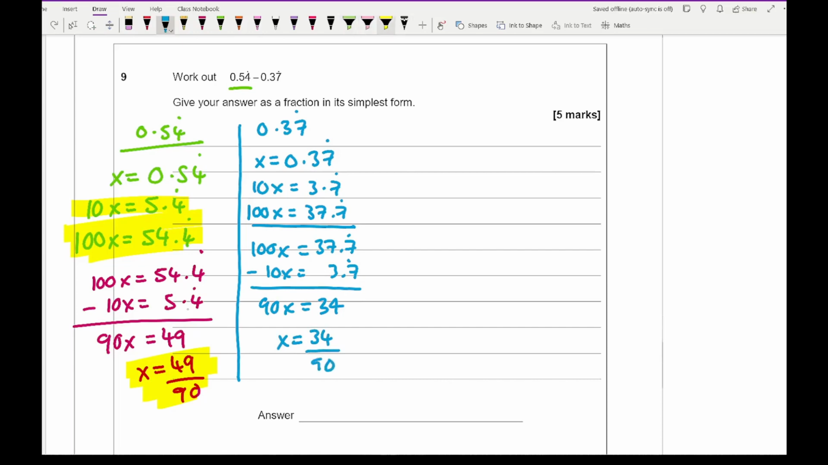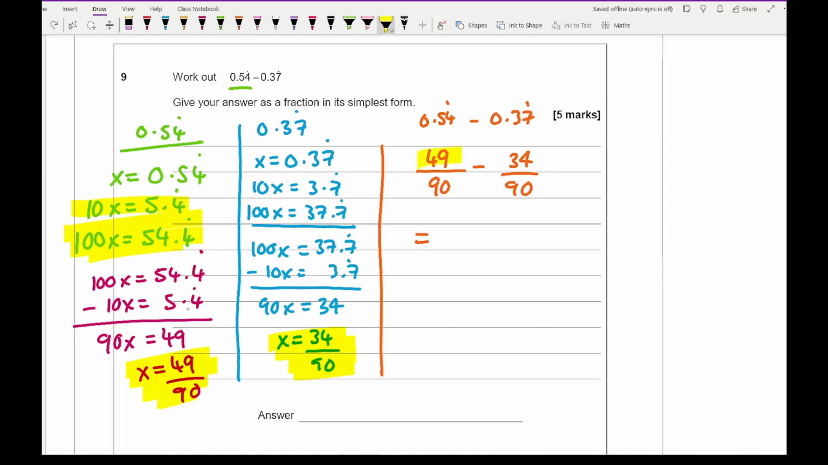Now you might be thinking to yourself, do I simplify? Well, the fact that I'm going to have to take away these two things, it's easy if I don't simplify. So here I've got 49 over 90, which is 0.54 recurring, minus 0.37 recurring, which is now 34 over 90. 49 take away 34 is 15, so it's 15 over 90, which dividing both numbers by 15 gives me 1 over 6. So the answer then is 1/6.